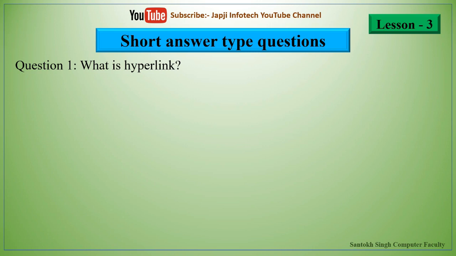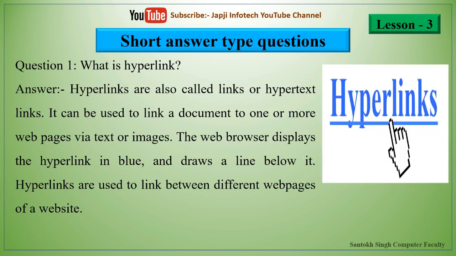So our first question is, what is hyperlink? So hyperlink are also called link or hypertext link. It can be used to link a document to one or more web pages via text or images. The web browser displays the hyperlink in blue and draws a line below it. Hyperlink are used to link between different web pages of a website.